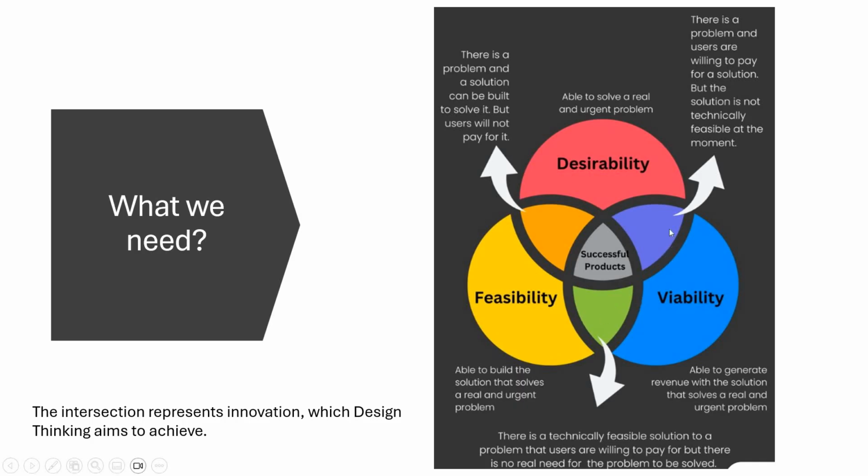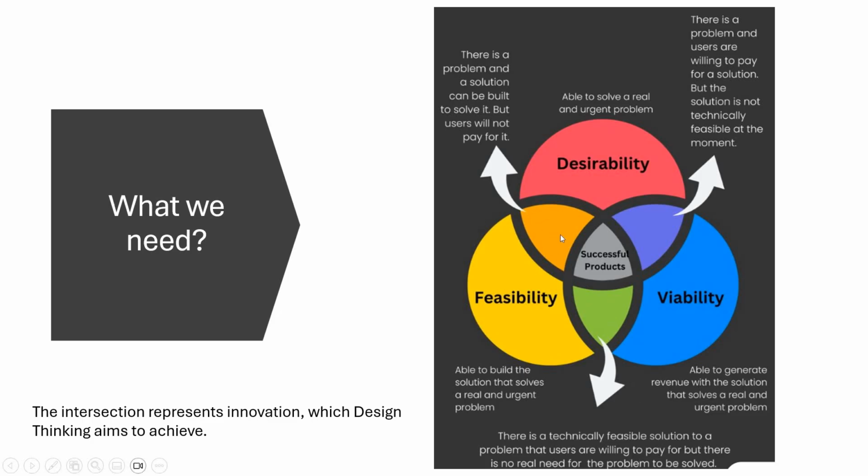Now, there are challenges here. In this part, there is a problem and users are willing to pay for it, but the solution is not technically feasible at this moment. So this is also important. You need to see if your solution is coming into the intersection point. Here, there is a technically feasible solution to a problem that users are willing to pay for, but there is no real need for the problem to be solved. It need not be solved at all. It can stay in the same state, and you need to check if it falls in this category also.